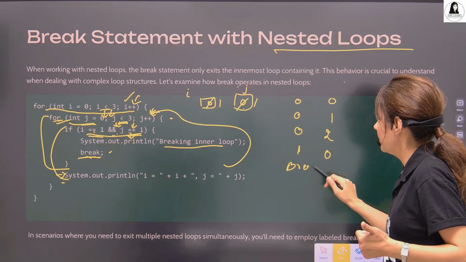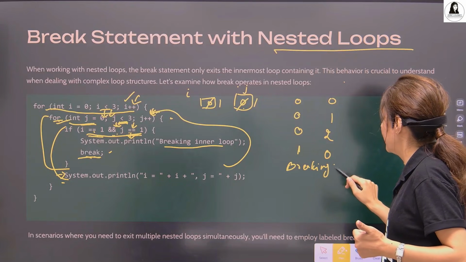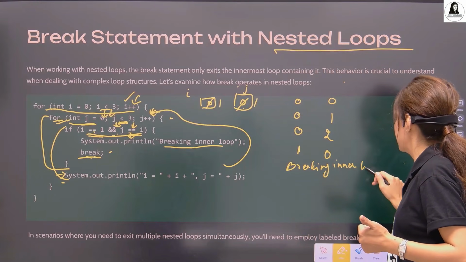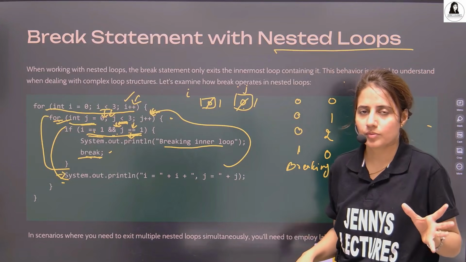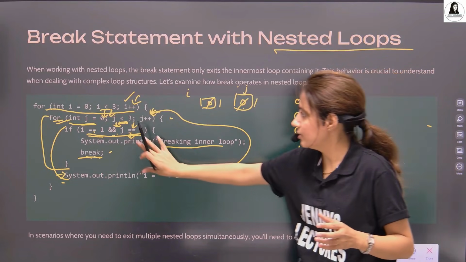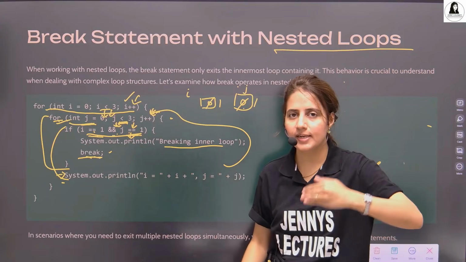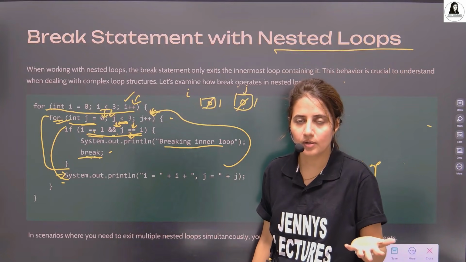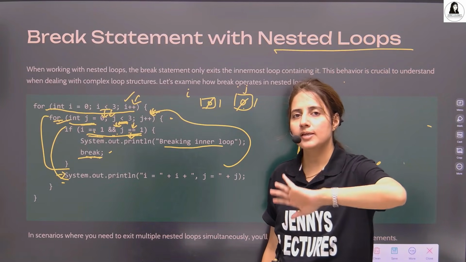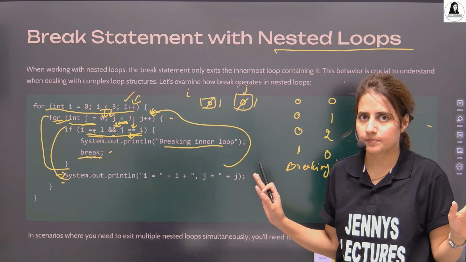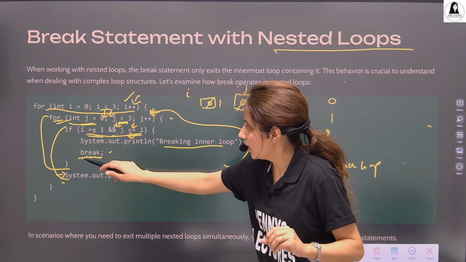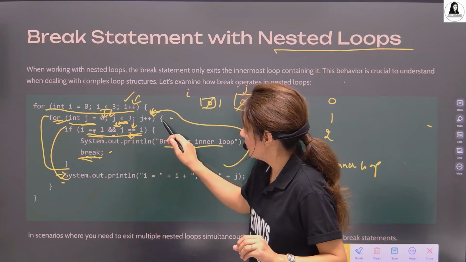This line would be printed, breaking inner loop. And then simply break. So it will simply break the inner loop. Within this loop, if there is any next statement, that would not be executed, and it will simply break the inner loop. No next iteration would be done. So break means we are out from this loop, the inner loop.